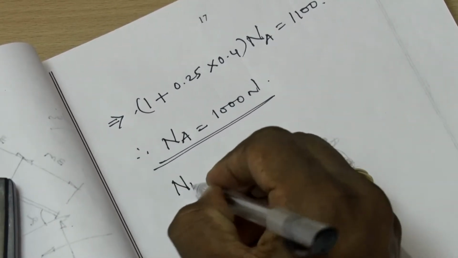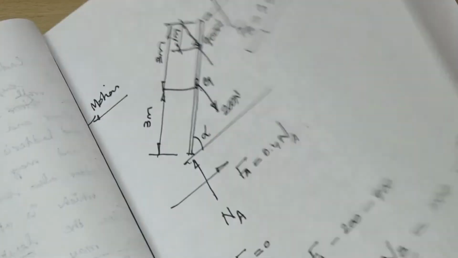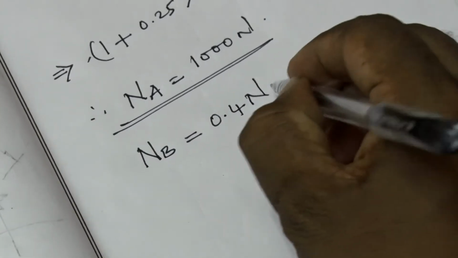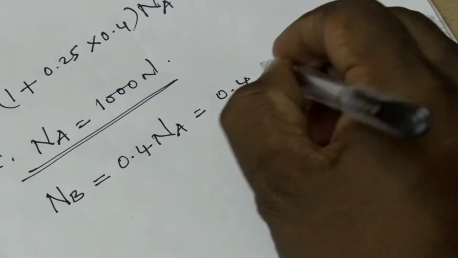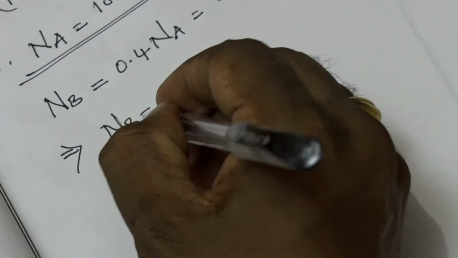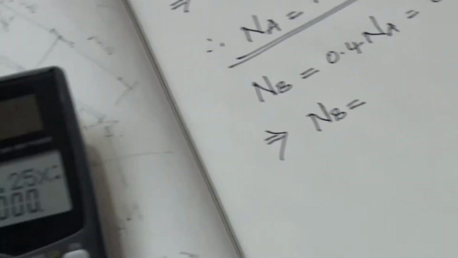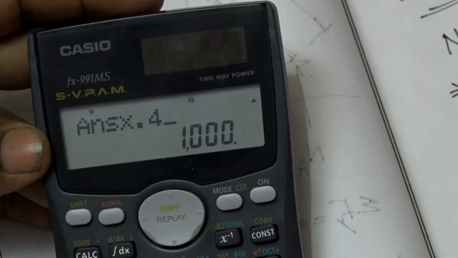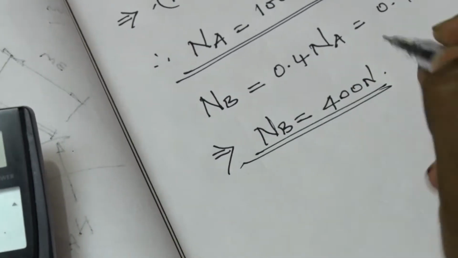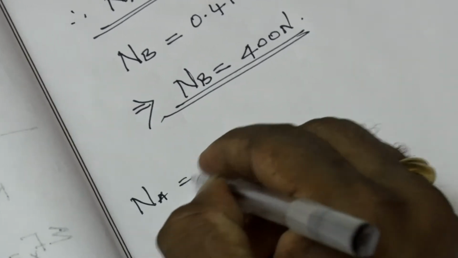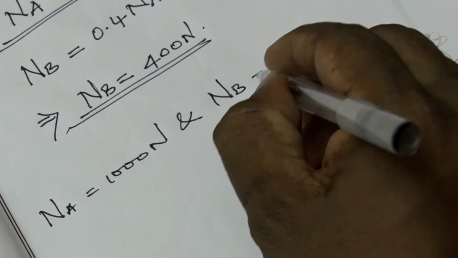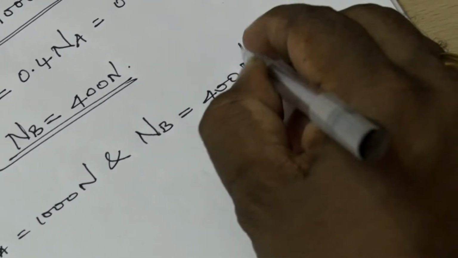Therefore, Nb is equal to 0.4 Na, which is 0.4 times 1000, so Nb is equal to 400 Newton. Therefore, Na is equal to 1000 Newton and Nb is equal to 400 Newton.